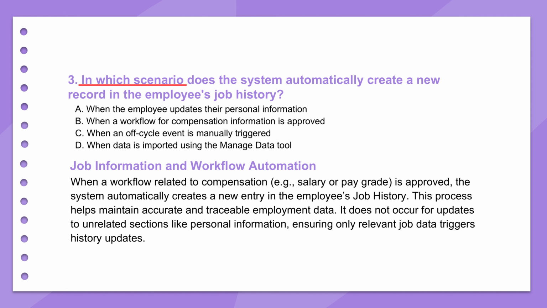Or maybe when a compensation workflow gets the final approval. Or perhaps when someone triggers an off-cycle event manually. Or when data is imported. The correct trigger here is B, when a workflow for compensation information is approved.